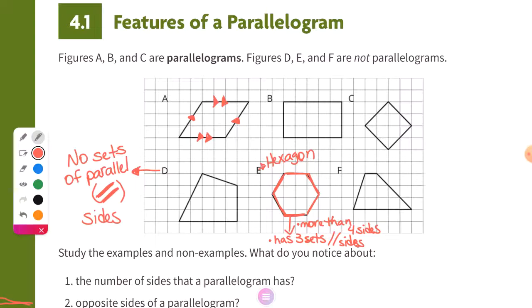F. Why is F not a parallelogram? Sophie? Okay, you're right. It has some features that a triangle has. Cooper? It only has one set of parallel sides. So this one's out because it only has one set of our symbol, parallel sides.